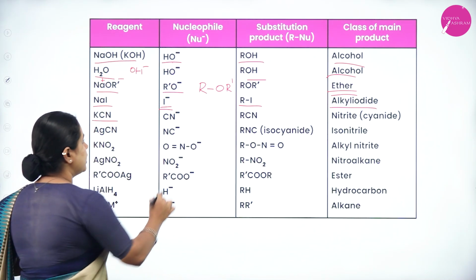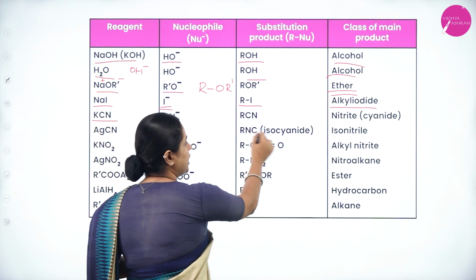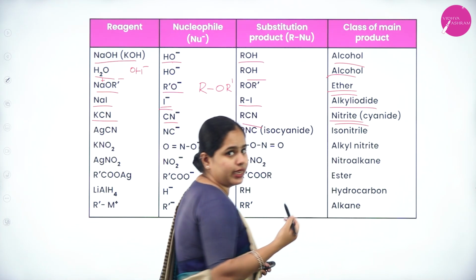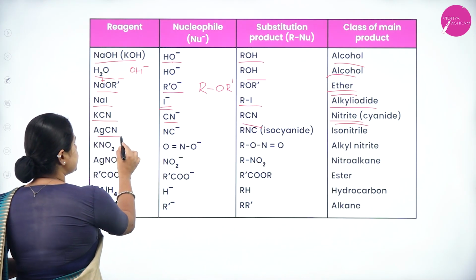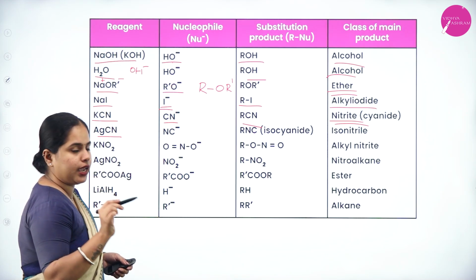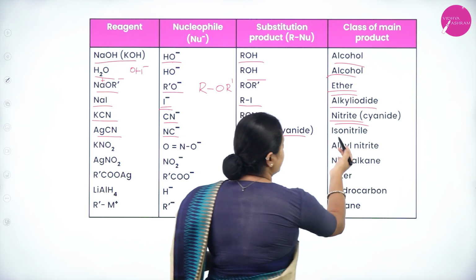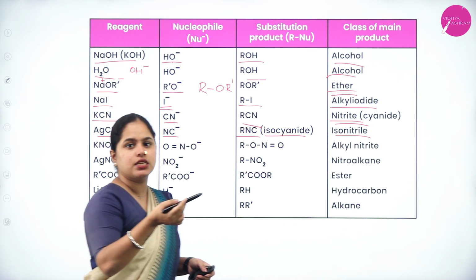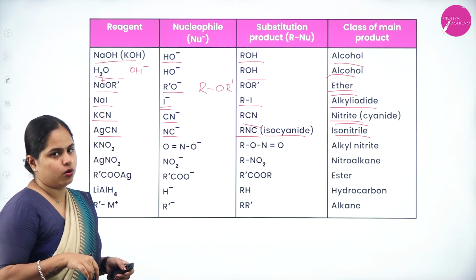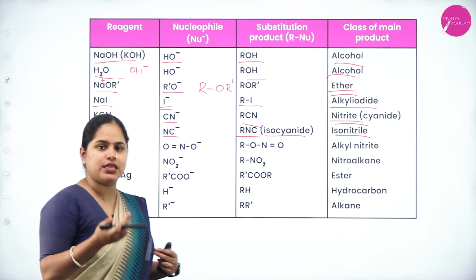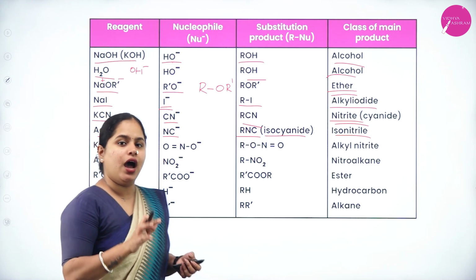We have already discussed it. The nucleophile is CN minus. You will get RCN, which is called a nitrile or cyanide. The next one is AgCN. It is reverse. You have to be very careful. The nucleophile is NC minus. You will get RNC, which is called an isocyanide or isonitrile. So that is cyanide and isocyanide. If you are using KCN, you get cyanide. If you are using AgCN, you get isocyanide.